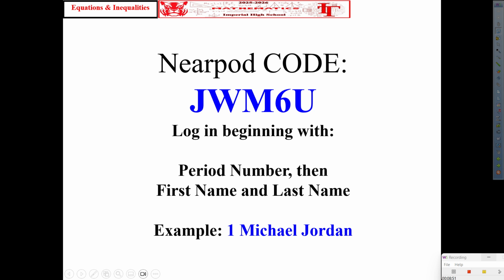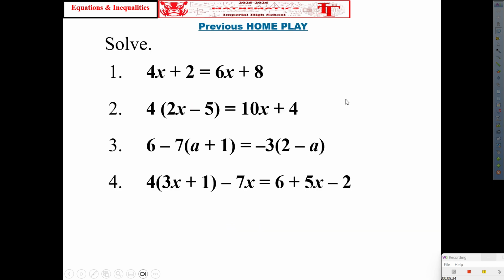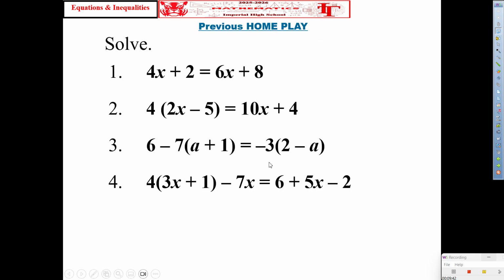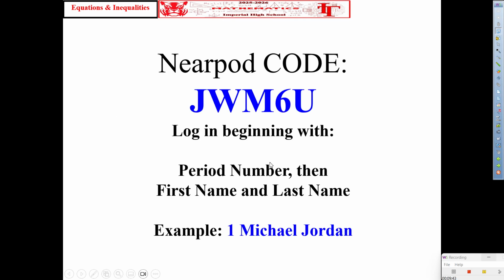Now, if your Nearpod is not working at home for some reason and you're the only one, come see me afterwards, or right now when it comes up, take a screenshot from your Nearpod. Right now you'll see it when I send it to you, and like that at least you have it in front of you already. How about them apples? Ooh. No excuses, right? Let's go. So last night, there it is. Tonight. JWM6U.